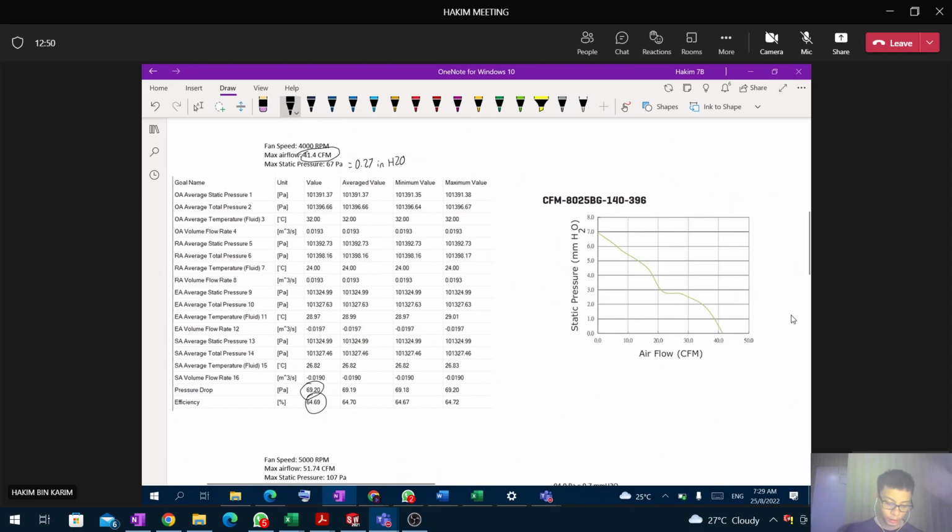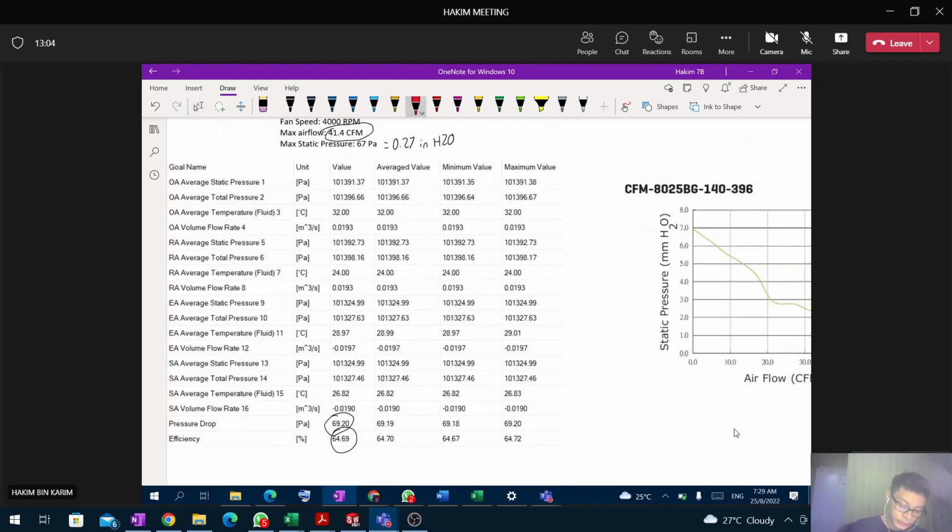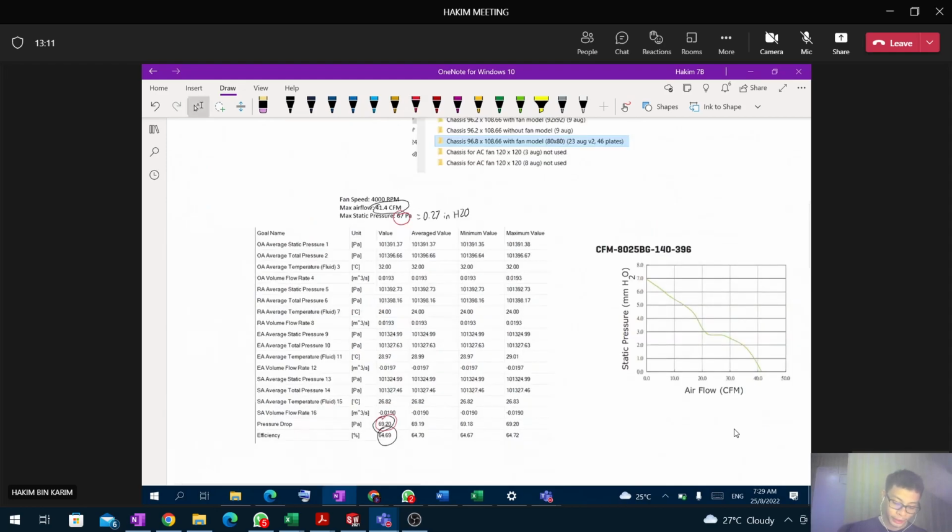And as I said earlier in the previous video, maximum static pressure must be higher than pressure drop if you want the air to pass through the heat exchanger. And you notice that 67 Pascal is below the 69.2 Pascal pressure drop. So this fan is not feasible. We cannot use this fan.